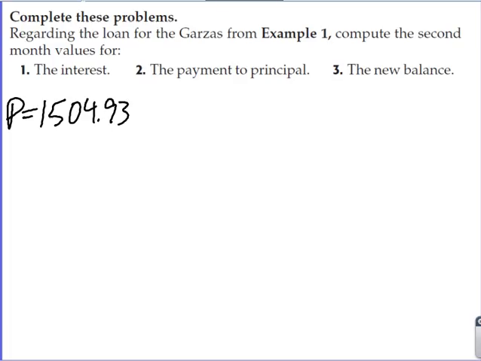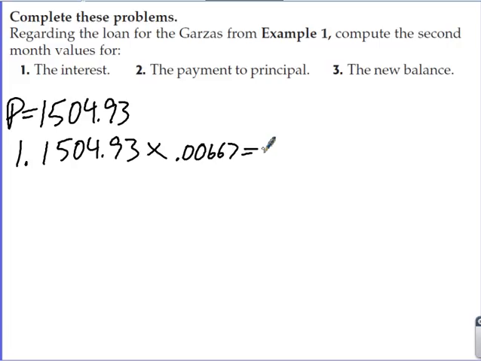Okay, let's work these. Since my old principal is 1,504.93, or my previous principal, number 1, take 1,504.93 times the R value that we came up with on the example, 0.00667. 1504.93 times 0.00667 is $10.04.